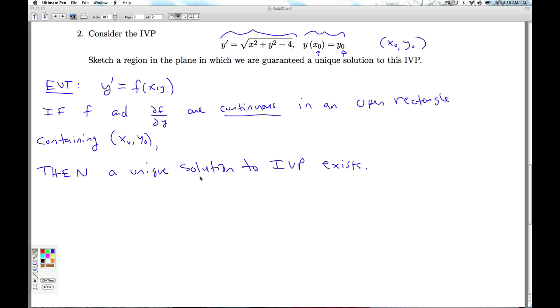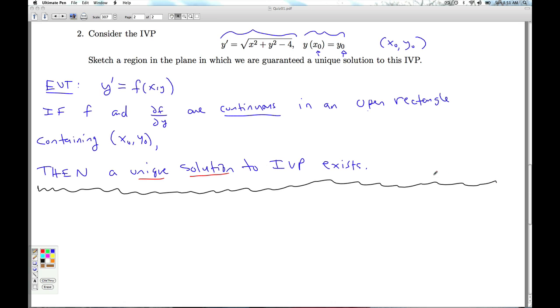So not only do we get a solution, we get one and only one solution. And as we mentioned in class, this theorem isn't as sharp as it could be, meaning that there are weaker conditions that would give us the same result. But this is the theorem that we're going to apply in this course.